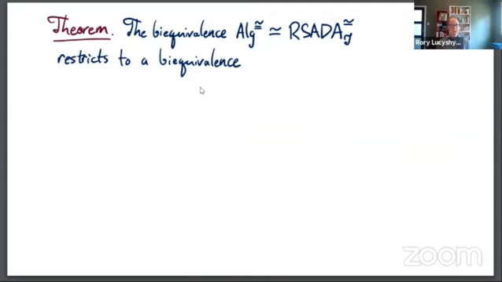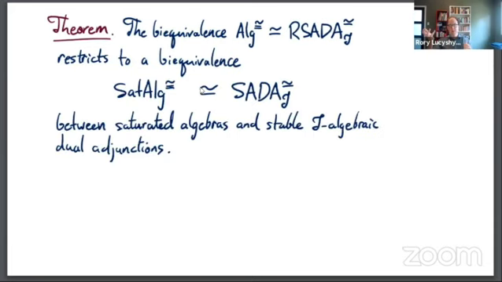The final theorem that I wanted to state is that this very biequivalence restricts to a biequivalence between saturated algebras and stable J-algebraic dual adjunctions. In a saturated algebra, the algebra is the commutant of its commutant. So a saturated algebra corresponds to a commutant bifold algebra where each face is determined by the other. But analogously, on the algebraic dual adjunction side of the picture, we have correspondingly stable J-algebraic dual adjunctions, where in effect the A and B in the dual adjunction are uniquely determined by one another and the given structure up to equivalence.